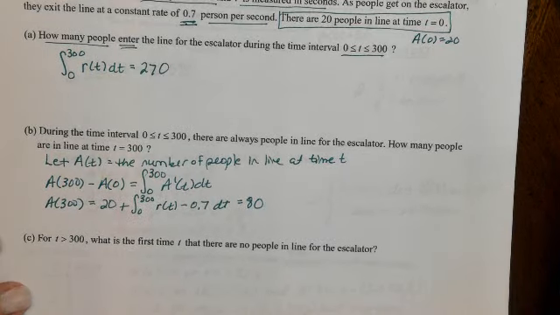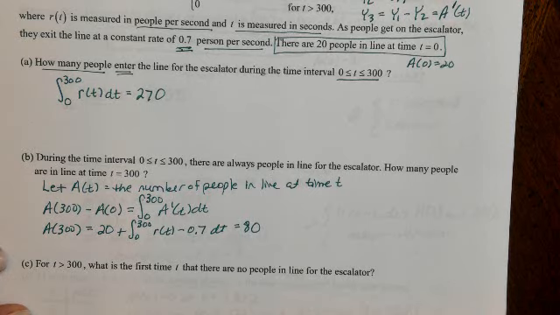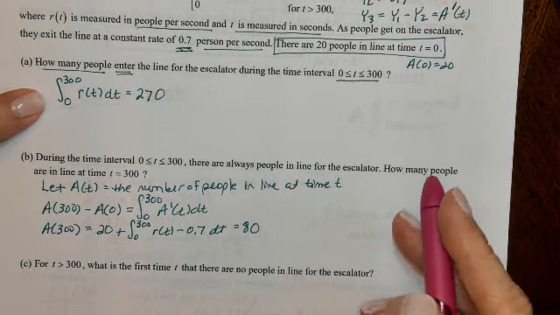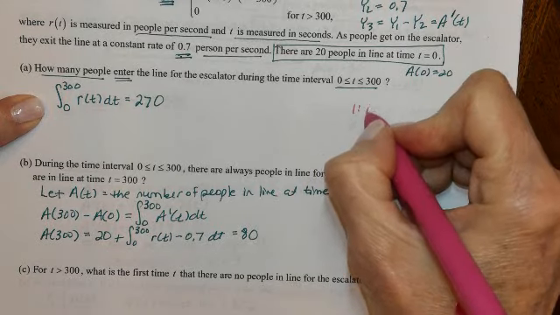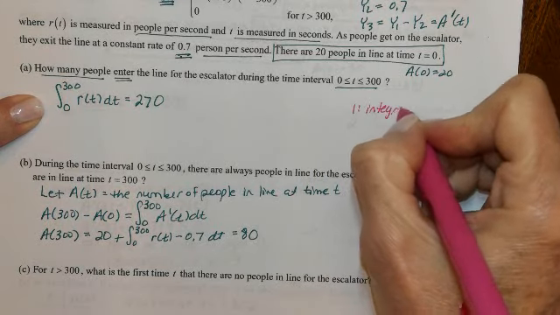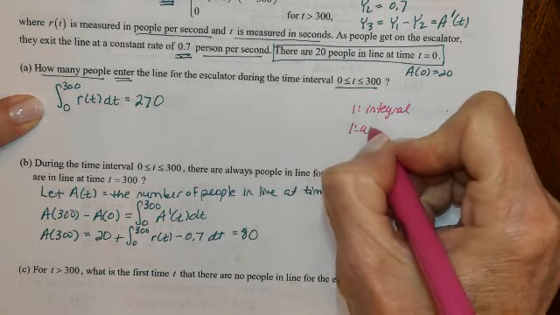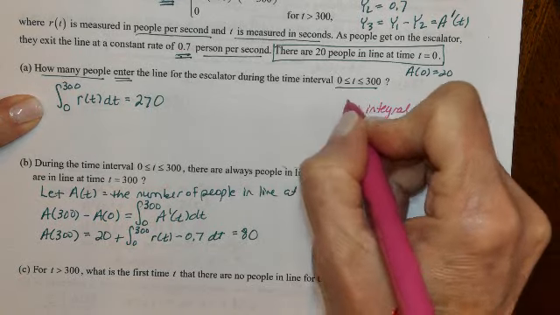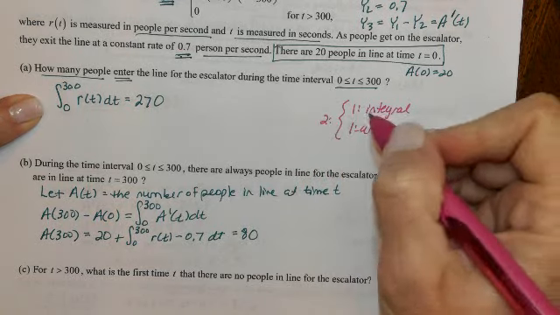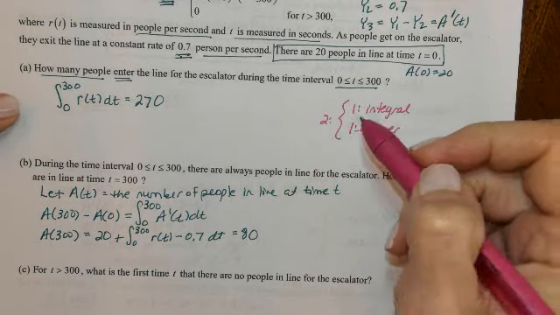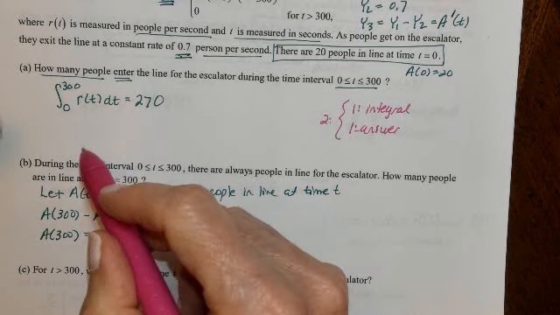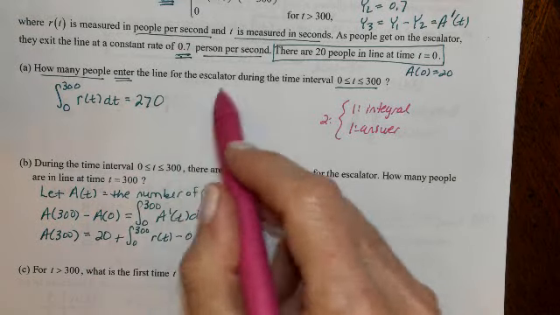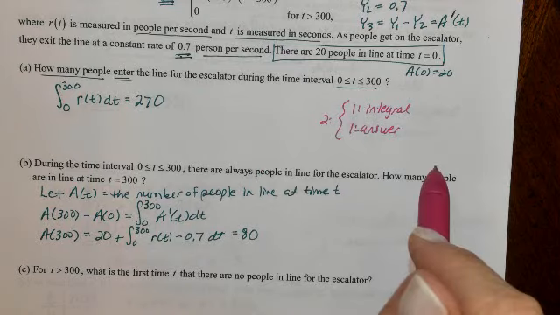Okay. All right, so FYI, just on those two parts, let's see how AP scored those. On part 1, that was worth 2 points. It was 1 point for the integral, 1 point for the answer. And I find that every one of these problems has a question like this, either how many enter or how many exit or whatever. Usually part A is very similar to that.